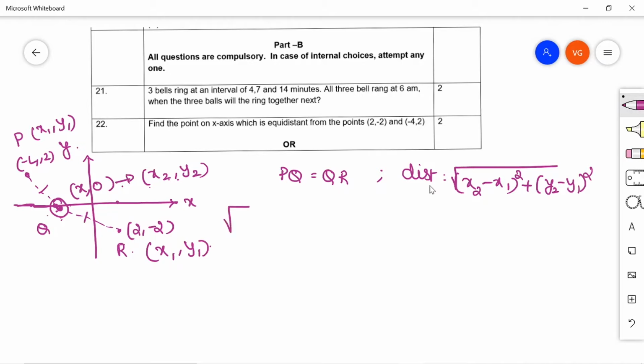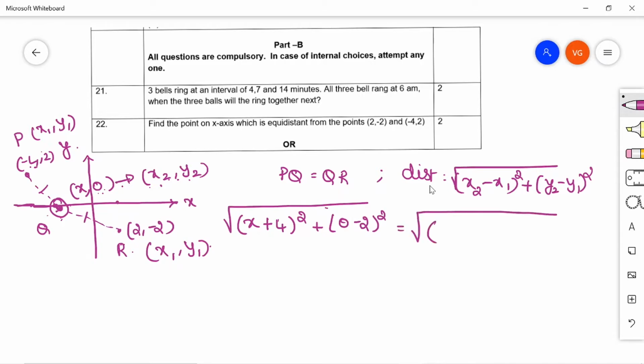So now substitute square root of (x2 minus x1), that is x minus of -4, plus 4, right? So that will be (-4, 2), right? So here it will be (x plus 4) whole square plus y2 minus y1, 0 minus 2, whole square, is equal to square root of again (x2 minus x1), so (x minus 2) whole square plus y2 is 0, y1 is -2, 0 minus of -2, that will be +2, whole square.